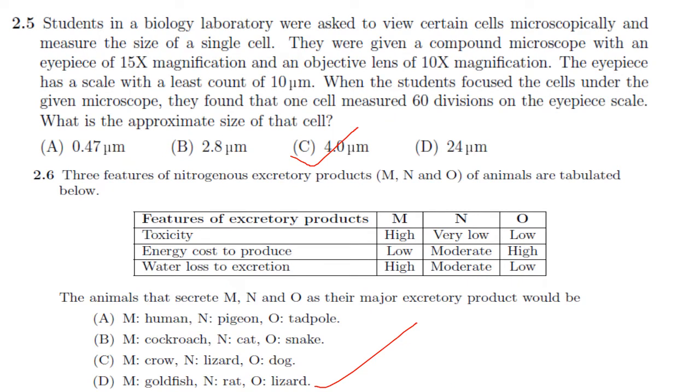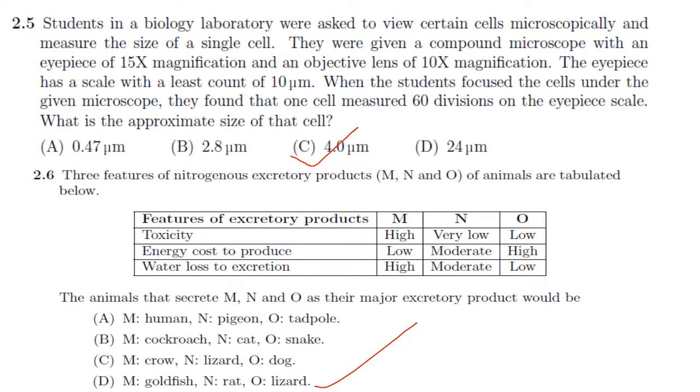Next one. Students in a biology laboratory were asked to view certain cells microscopically and measure the size of a single cell. They were given a compound microscope with an eyepiece of 15x magnification and an objective of 10x magnification. The eyepiece has a scale with the least count of 10 micrometer. When the students focused the cells under the given microscope, they found that one cell measured 60 divisions on the eyepiece scale. What is the approximate size of that cell?